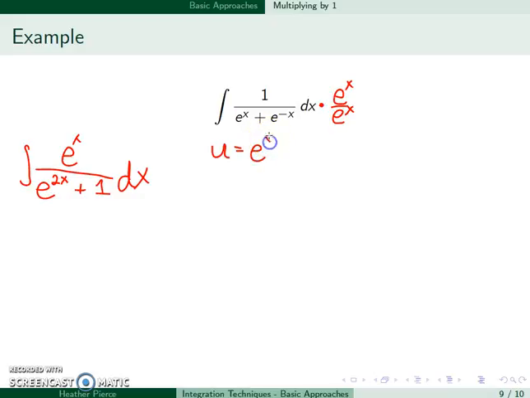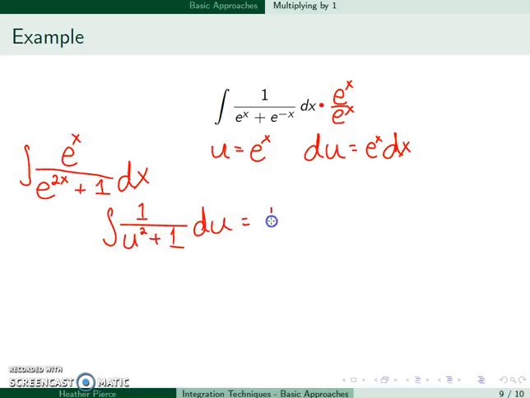And I'm just going to let u be equal to e to the x, which makes du the derivative, which is just e to the x dx. So this is now the integral of this e to the x on the numerator combined with this dx, just becomes du. And the denominator becomes u squared plus 1. And this is tangent inverse of u over the square root of 1, which is just 1. So tangent inverse of u plus c. Substituting back in, I get tan inverse of e to the x plus c.